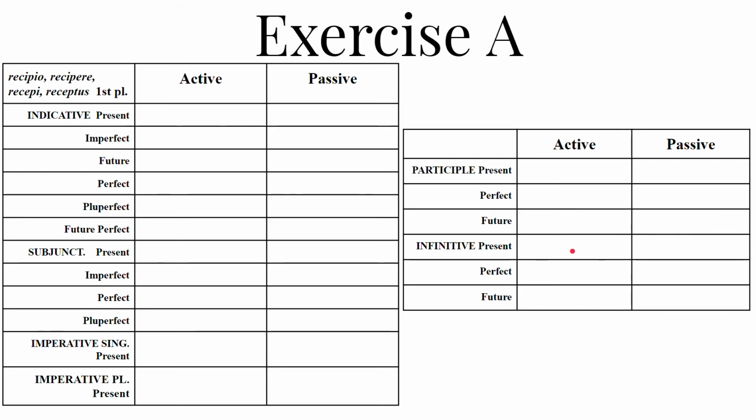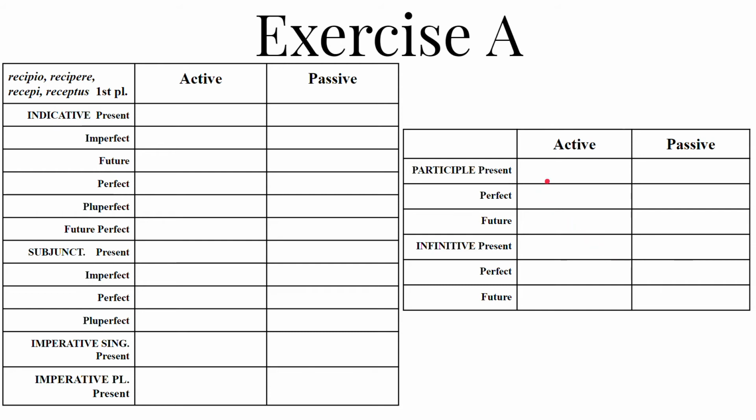Present active infinitive, recipere. Passive, like the third conjugation, the entire ere drops out and is replaced by the letter i: recipi. Perfect active infinitive would be recepisse. Perfect passive, receptus, a, um esse. Future active, recepturus, a, um esse. And the future passive, receptum iri.